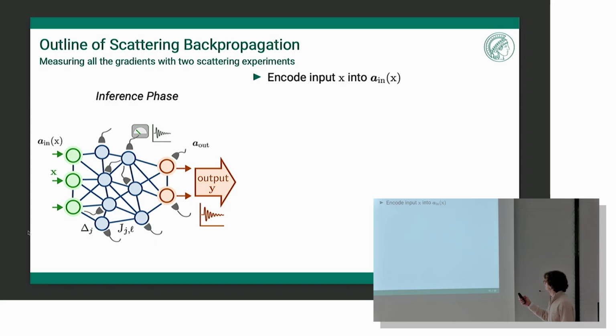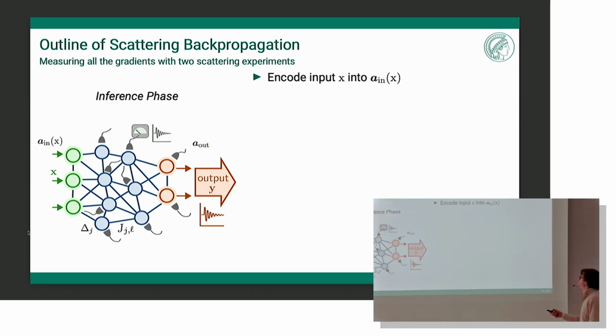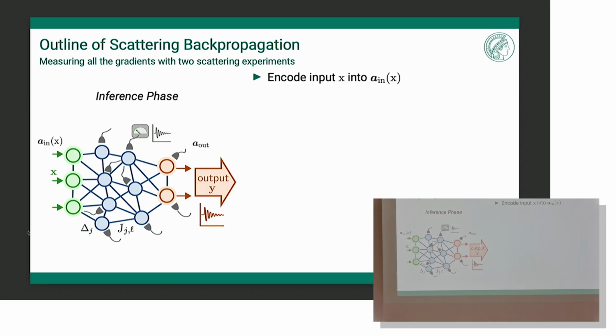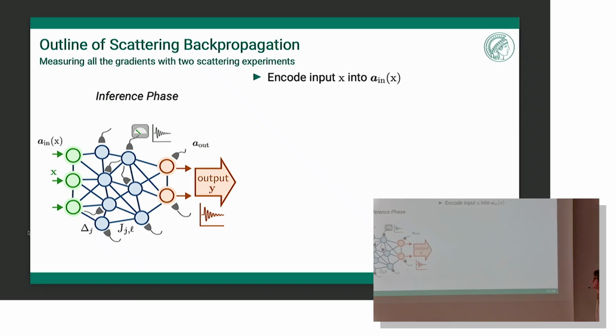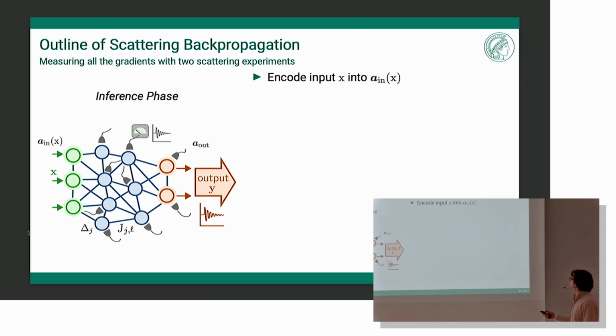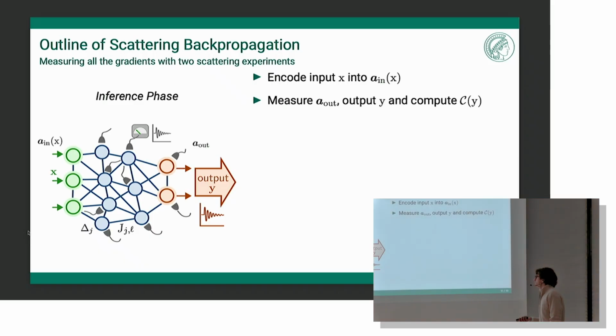So in the first phase, you just do the inference. You encode your input into the drive, you wait until the steady state, and at the steady state you can measure in parallel with a lot of detectors the outcoming field. In particular, you know the output from the output nodes, so you can evaluate your cost function. Okay, and this is the first phase.